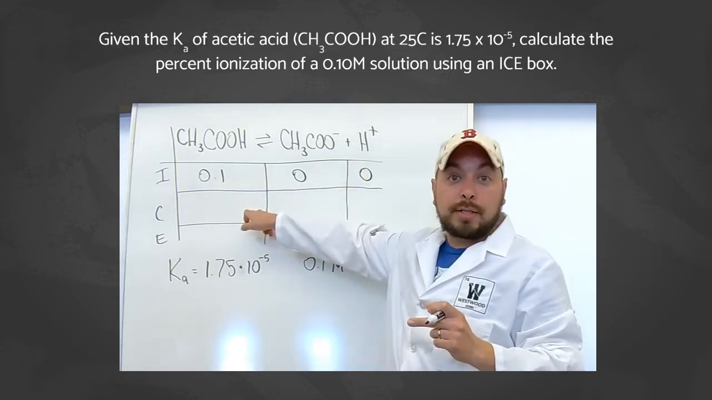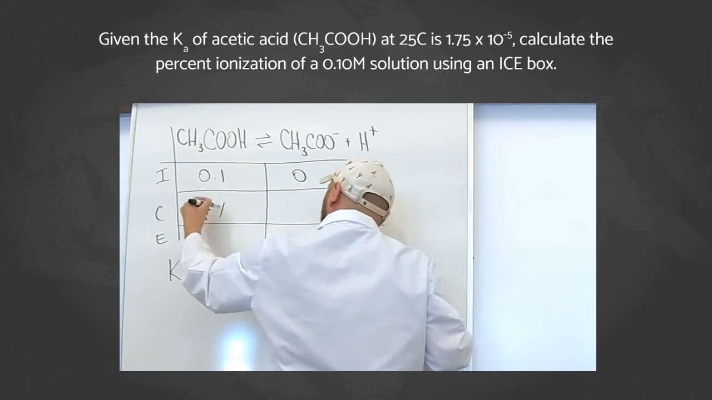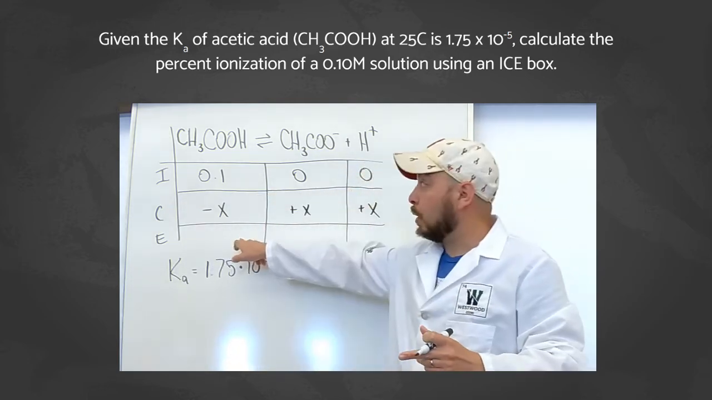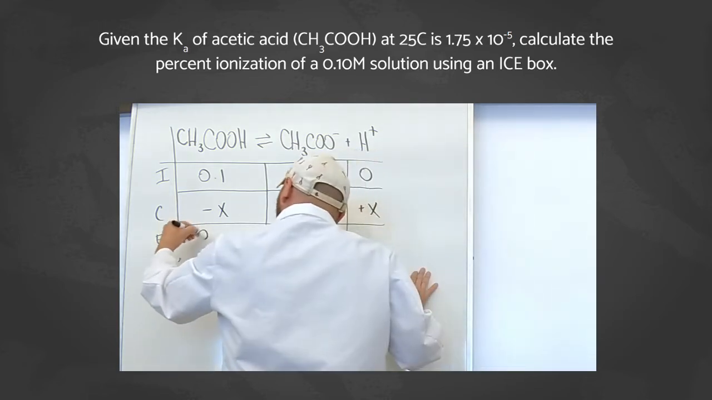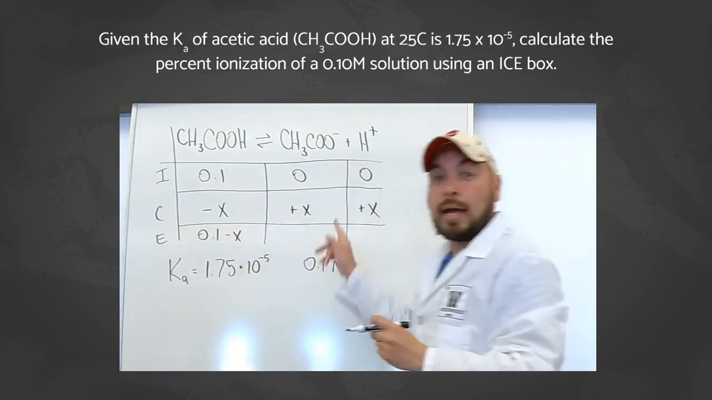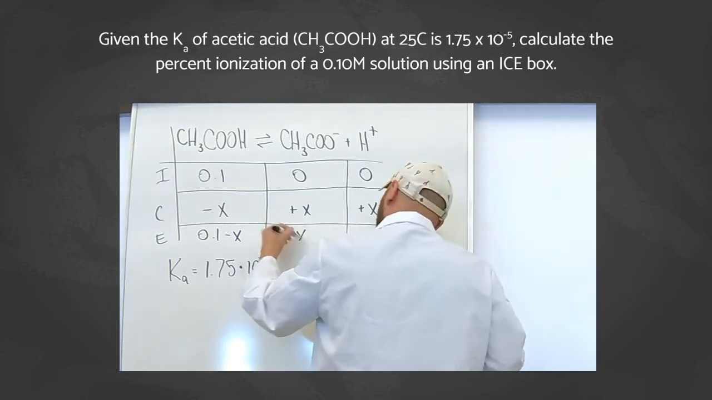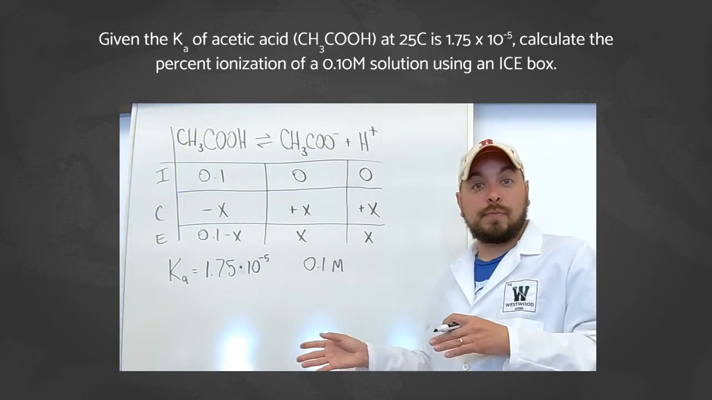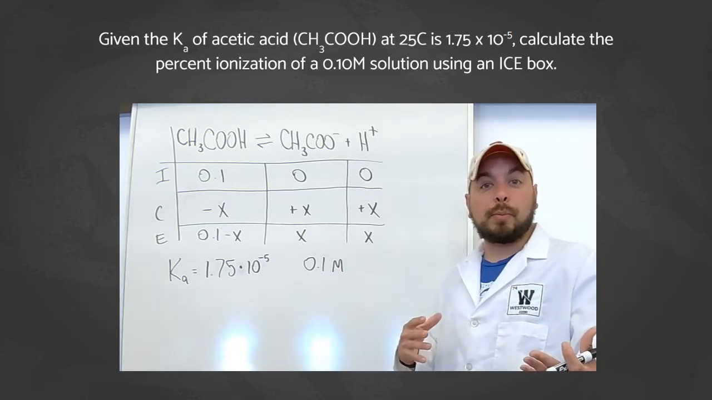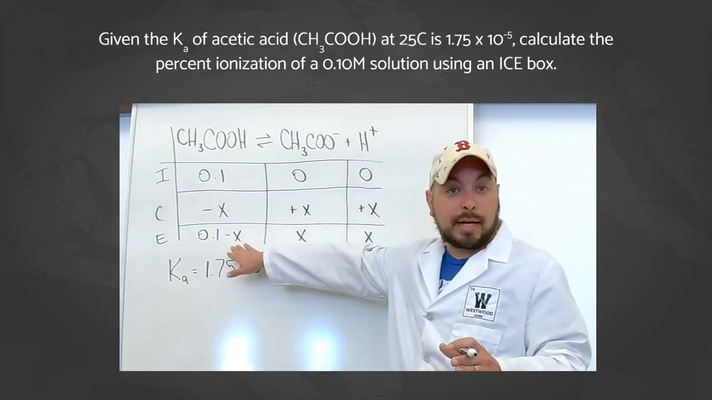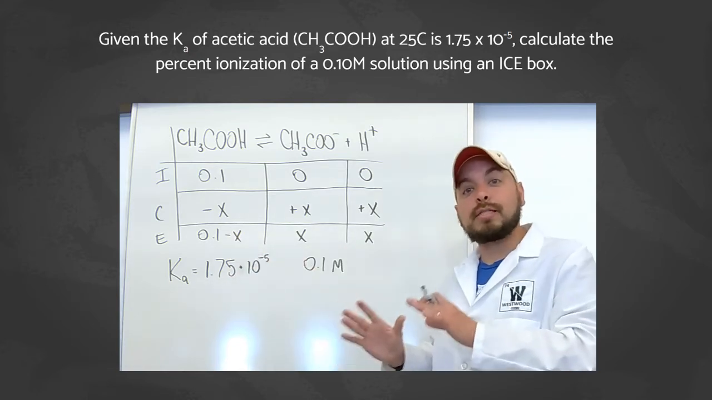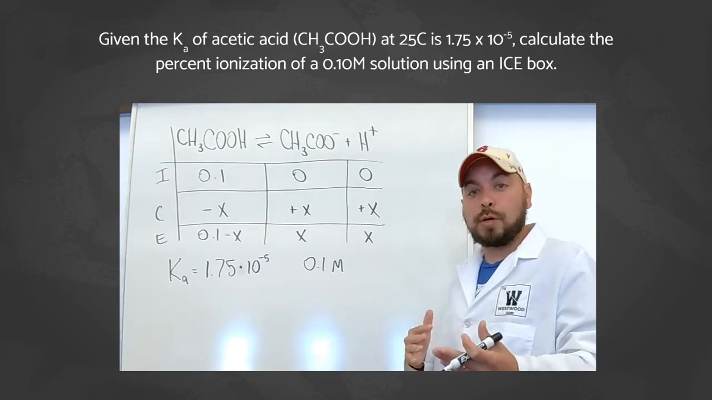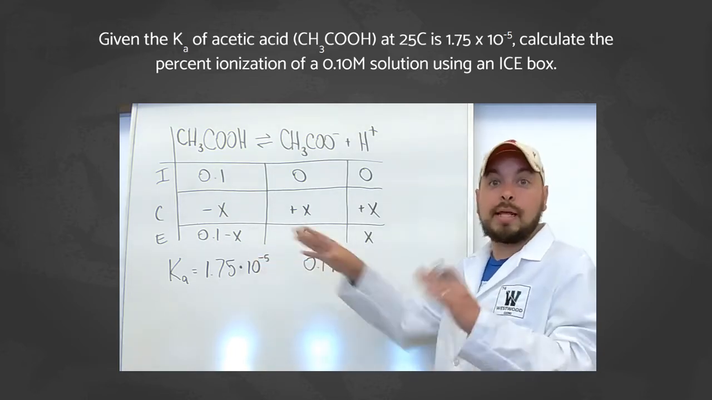This is going to go down by X. These are both going to go up by X, which means at equilibrium, we end up with this equaling 0.1 minus X, and each of these equaling X. The first thing we need to do now is find X. In order to find X, we're going to plug into our equilibrium expression. I'm going to ignore the minus X here because, remember in the last video, as long as it's less than 5%, we ignore it. We don't know if it's less than 5%, so initially I'm going to solve for it, make sure it's less than 5%, and then I'm good.